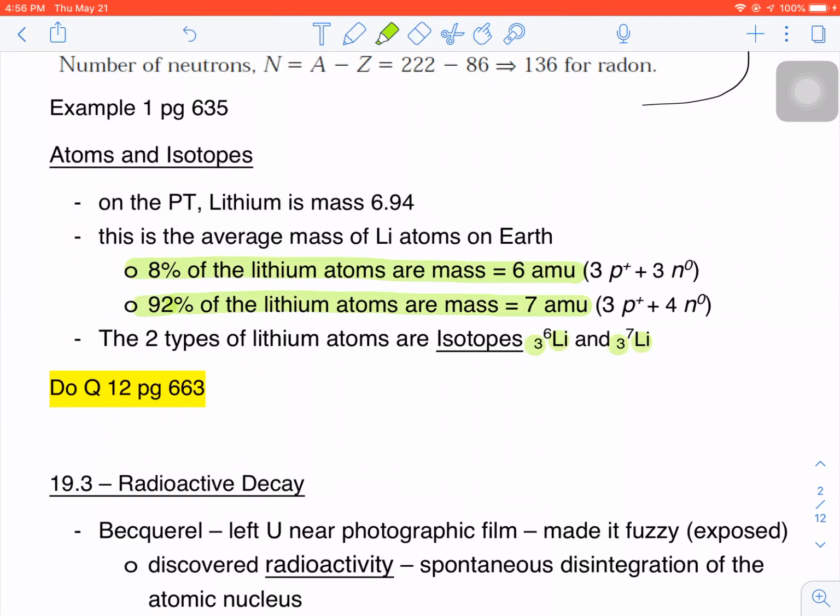But notice the difference between lithium-6 and lithium-7. Remember, the number of neutrons here is equal to the atomic mass minus the atomic number. 6 minus 3 tells me there have to be 3 neutrons in this atom.